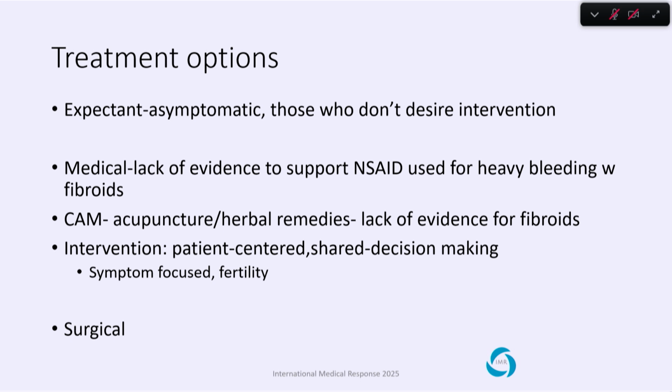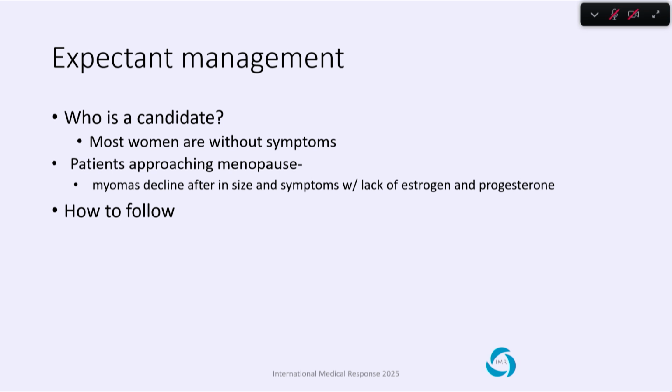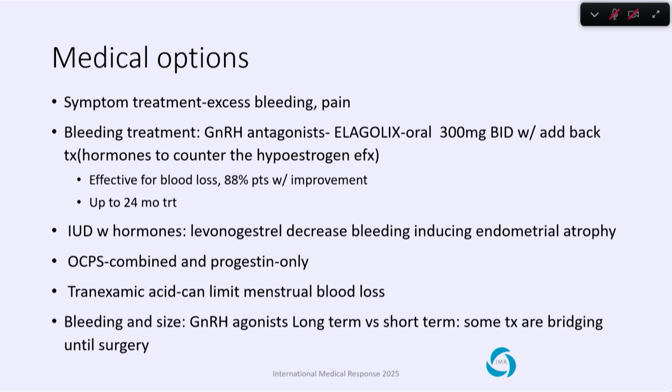And then surgical options. So expectant management, candidates are women who are asymptomatic. Again, patients who are approaching menopause are also ones who can be candidates because myomas, since they are dependent on hormones like estrogen and progesterone, as you get towards menopause, many of the myomas will decline in size, and symptomatology will also then regress. And how to follow is, on annual exams, just a quick examination, making sure you evaluate your patient for a change in symptoms, and that's adequate.